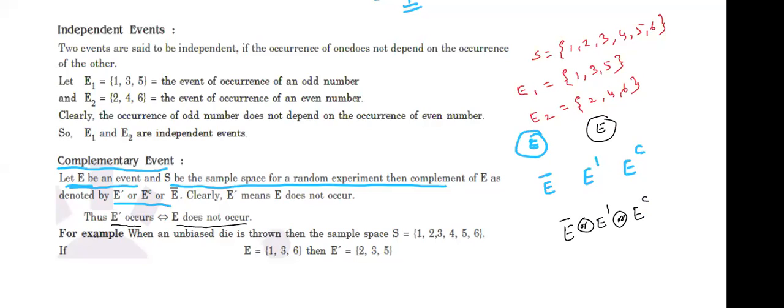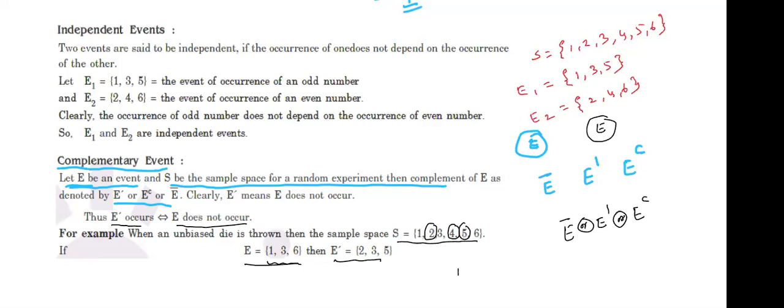Now take one example. If rolling a die, you get sample points 1, 2, 3, 4, 5, 6. Let E be the event of getting the numbers 1, 3, 6. Then what is E complement, other than E? Here in event E, we got 1, 3, 6. Then E complement means other than E. What are the numbers? 2, 4, 5. This is E complement.